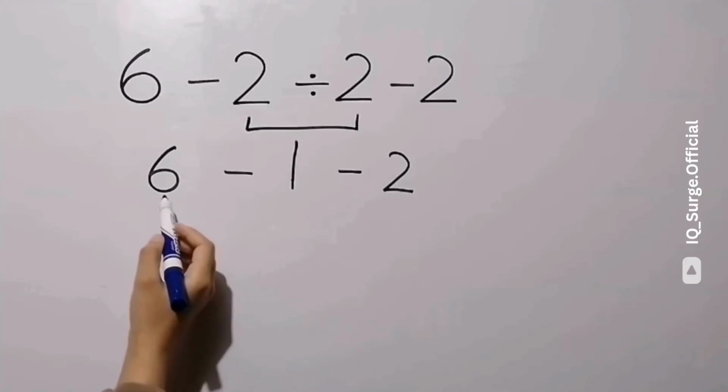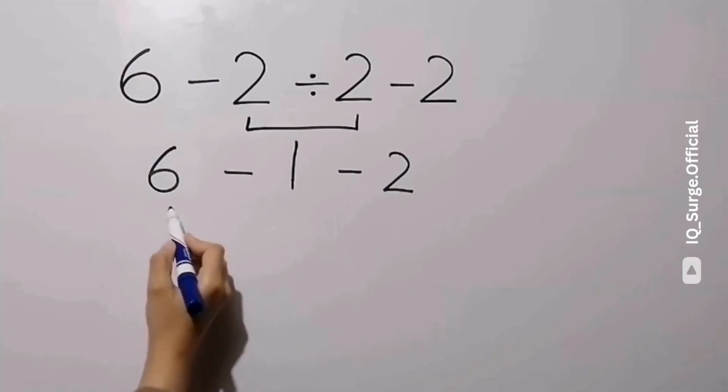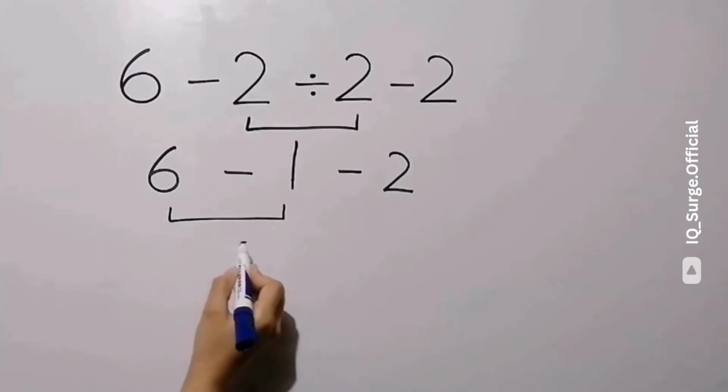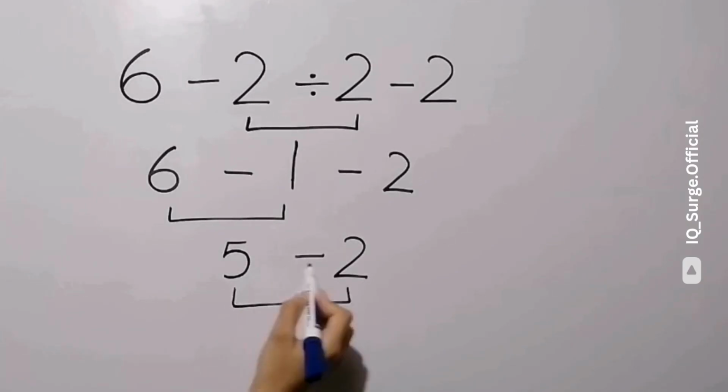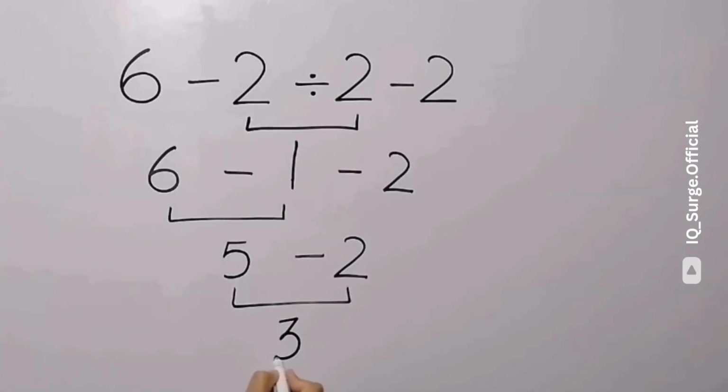Okay? So here, first we have to do this subtraction. 6 minus 1 is just 5. And 5 minus 2 gives us 3. And this is our final answer to this problem.